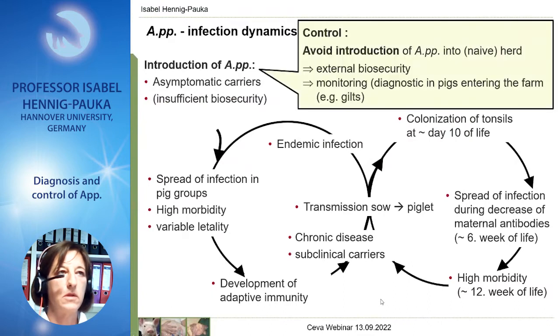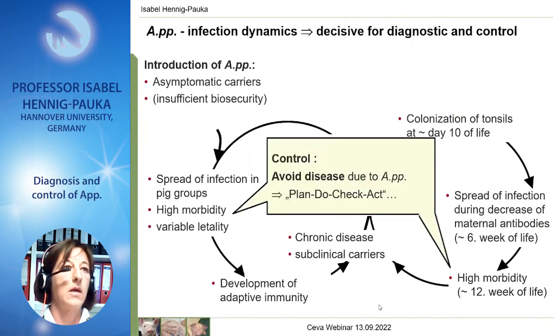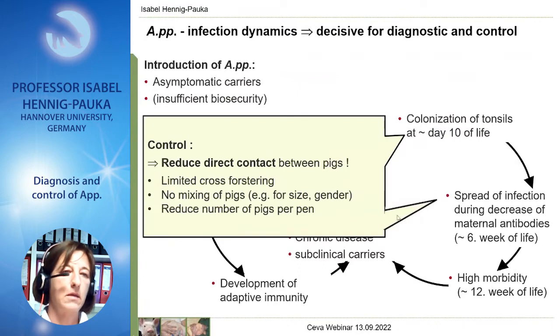So to control a free farm is, of course, to avoid introduction of APP into the herd by external biosecurity and continuous monitoring. But most important is control in endemically infected farms, as we have heard in our first poll. And this is difficult. If you implement measures for control, you have to check, do and check again, because the efficiency of your methods can change over time. And a very big challenge is to reduce the direct contact between pigs, which is very important.